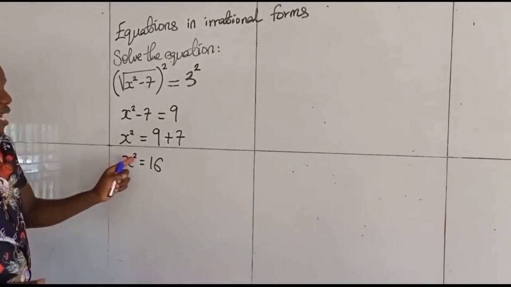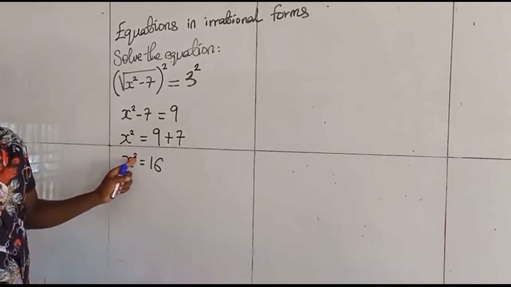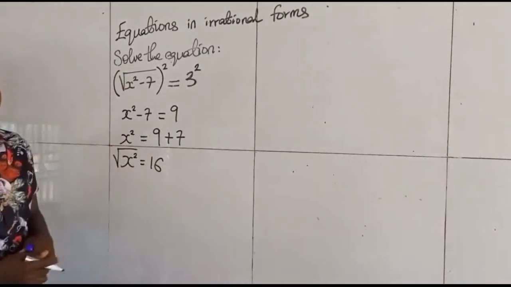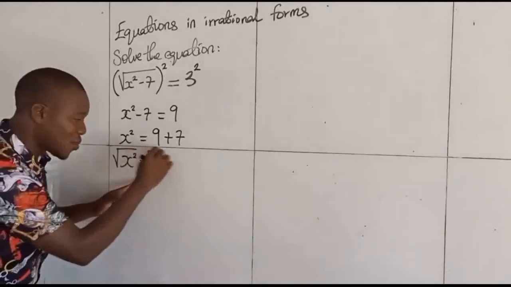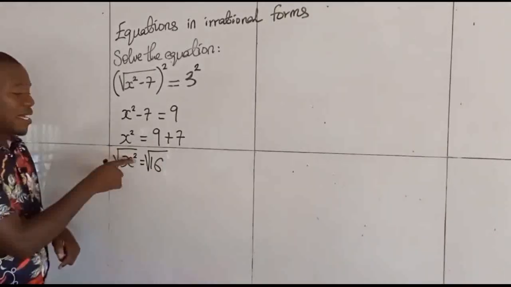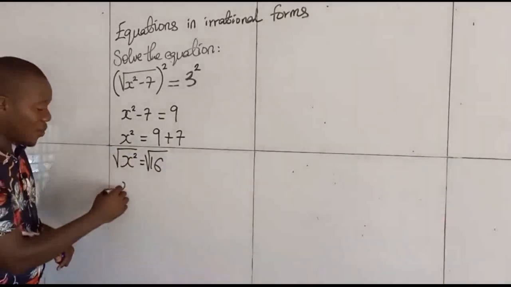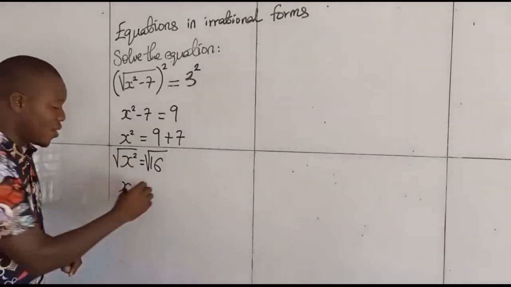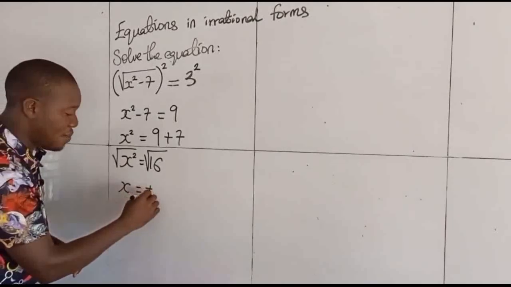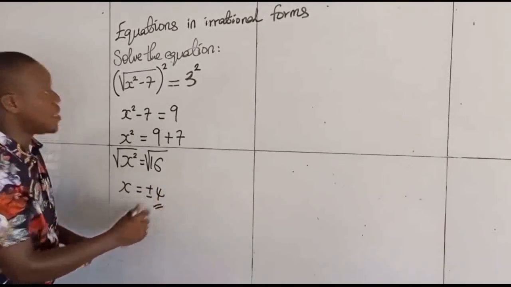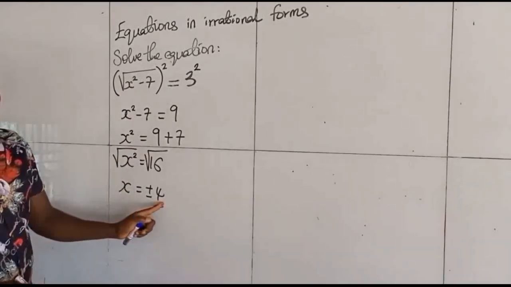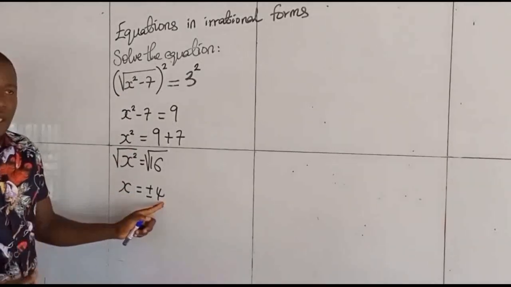So the next question, how do we eliminate the square? Like I explained here, the inverse is square root. So you square root here, but you must also square root here. So this square root eliminates the square. We are left with what? x is equal to, what is the square root of 16? Square root of 16 is plus or minus 4. That means the x here as a variable is representing either plus 4 or minus 4.